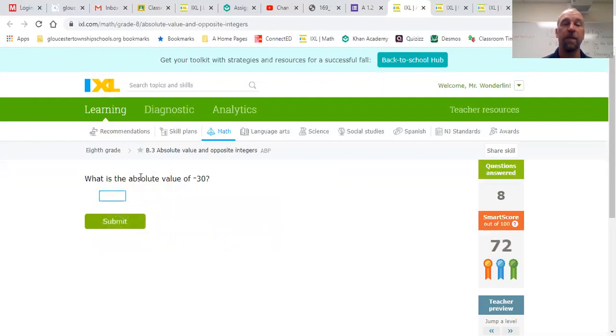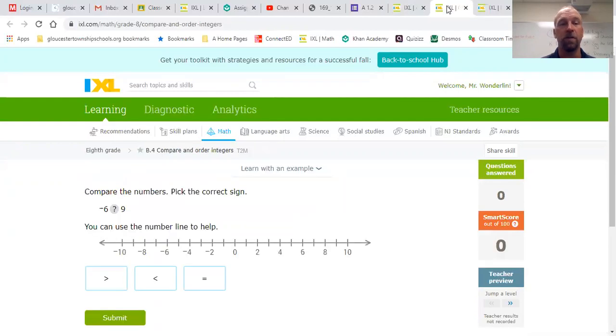Sorry. There we go. The absolute value of negative 30. Well, negative 30 is 30 units to the left of 0 on a number line. So even though it's a negative, how far away is it? The distance is 30 units away. So the absolute value will always be a positive number as your final answer. Okay. That's a simple little reminder of opposites and absolute value. Now we'll move on to number lines and comparing.